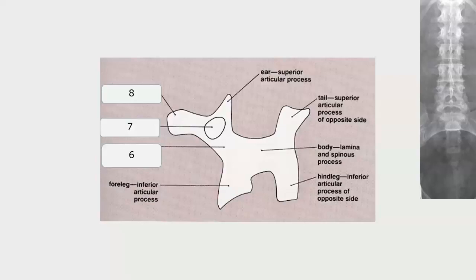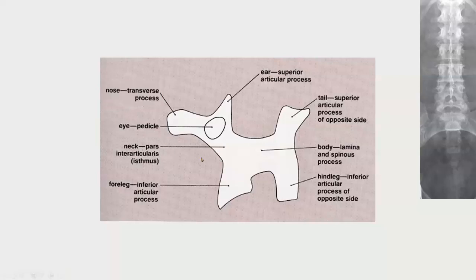Pars interarticularis or whatever. Okay. Good job. Pars interarticularis. That is correct. Number seven, the eye. Pedicle. Pedicle is correct. And the nose would be the transverse process. Spinous would be on the back side. It's the transverse. Okay. Know the Scotty dog. And note, the Scotty dog is looking towards this side. So once again, if it's done AP, the patient would be in an RPO position.